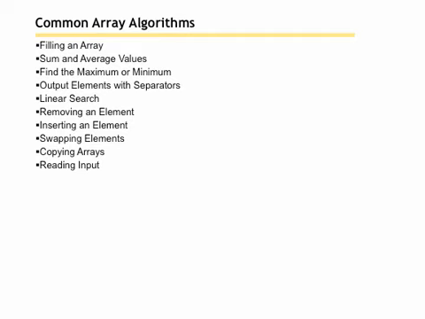So let's talk about some common array algorithms. It's common to need to fill an array with elements, to sum and average values in an array, to find the smallest and the largest values in an array, to output the elements with some separators or special formatting. It's common to want to do a linear search, that is, search for an element in the array starting at the beginning and going all the way to the end. You might want to remove an element or insert an element or swap a couple of elements. You might want to copy an array, and you might want to read input and put that input into an array. So let's take a look at some of these.